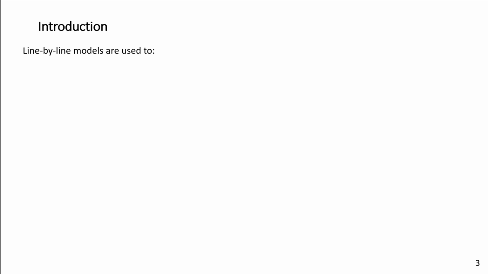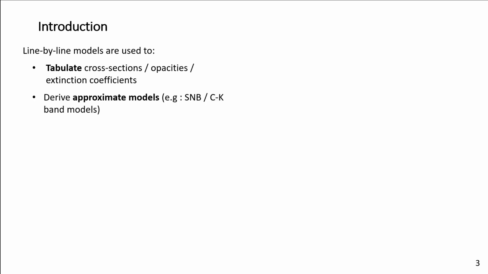My talk today is about the synthesis of spectra from large line-by-line databases. Line-by-line databases are used in a number of applications, such as tabulating cross-sections, opacities, and extinction coefficients. They're used for deriving approximate models such as SLB and CK band models, and they can be used in direct comparison with experimental data such as fitting spectra of high temperature combustion or laboratory plasmas.